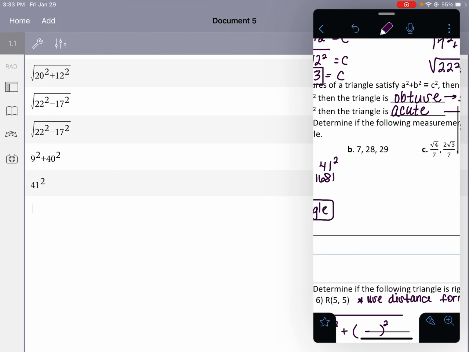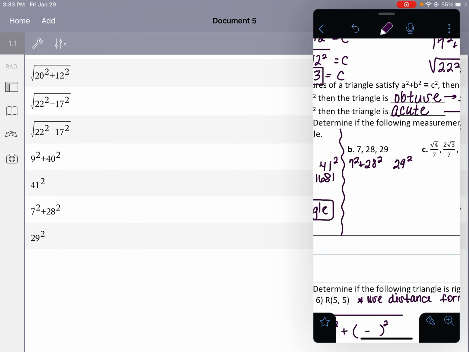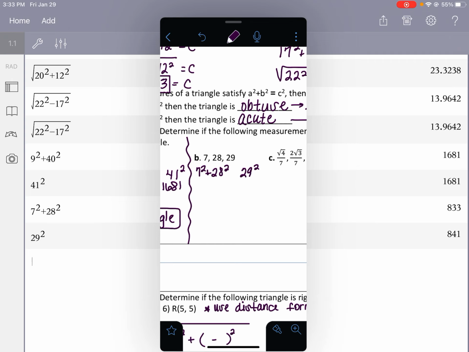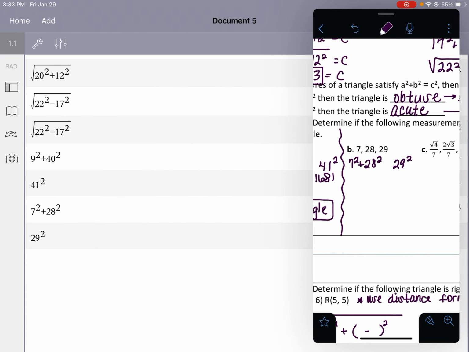All right, let's try example B. Okay, so same situation. We have 7 squared plus 28 squared. You take the two smaller sides, okay? Make sure it's the smaller ones. And then we're going to compare that to 29 squared. Okay, let me take a look and see what it says. So 7 squared plus 28 squared is 833. 29 squared is 841.